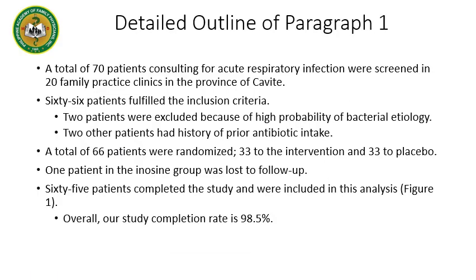So here, a sample. A total of 70 patients consulting for an acute respiratory infection were screened in a clinic in Cavite. 66 patients fulfilled the criteria, but 2 patients were excluded because of and so and so. So these are bulleted sentences. It's easy to start with bullet sentences because you can add one bullet as an intervening sentence if you think you need to put more information.